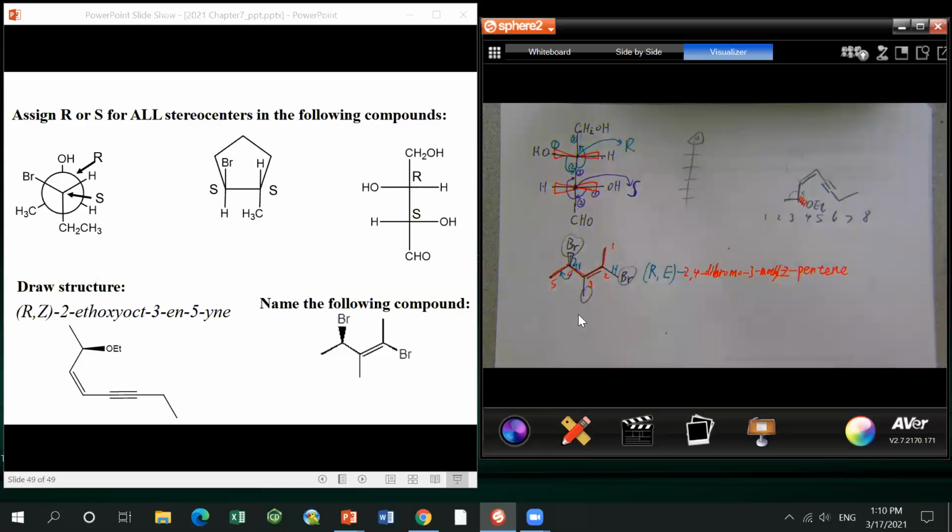You don't need to give a location number for the double bond and the stereocenter because there's only one. But on the exam or quiz, if you give the location number, that's okay, you won't lose the point. All right, so that's how we finish chapter 7. Any questions?